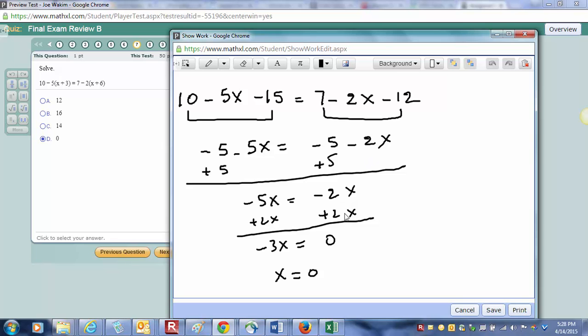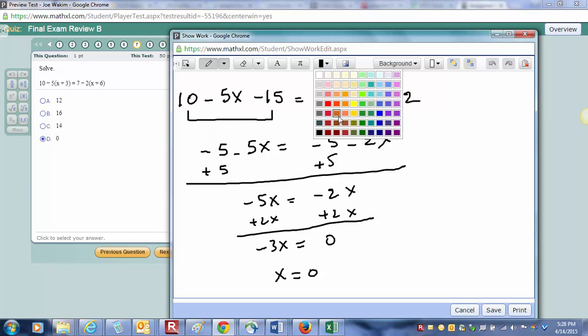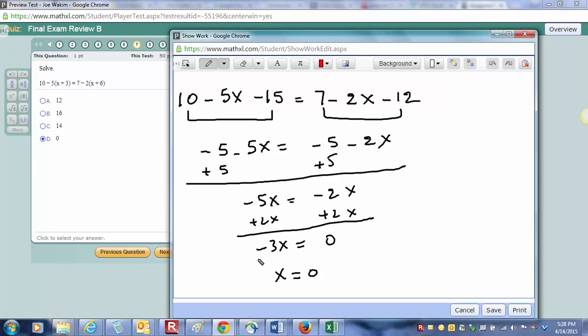So if I add 2x to both sides, this will cancel. I get a 0. Negative 5x plus 2x is negative 3x. So I'm getting negative 3x equals 0. If I divide both sides by negative 3, then I get x equals 0. So here, if I divide both sides by negative 3, this will be x, and 0 over negative 3 is 0. So the final answer would be 0.